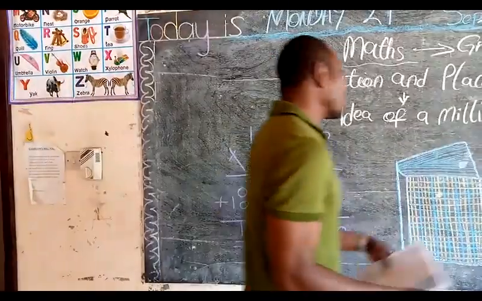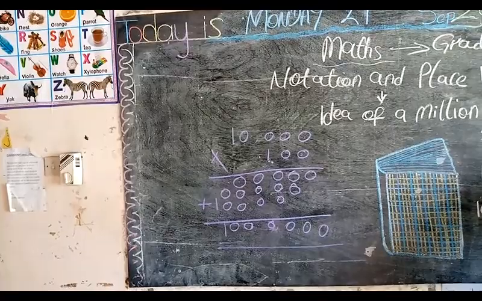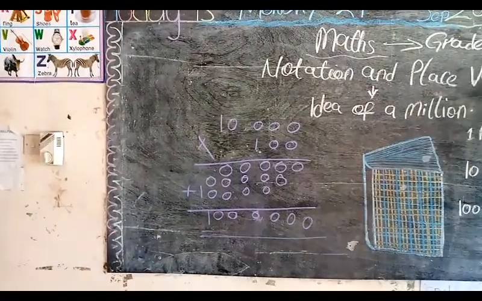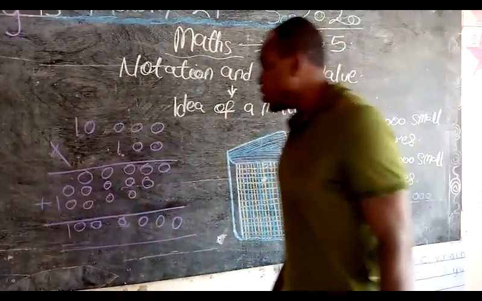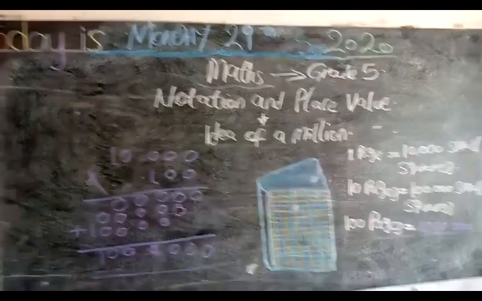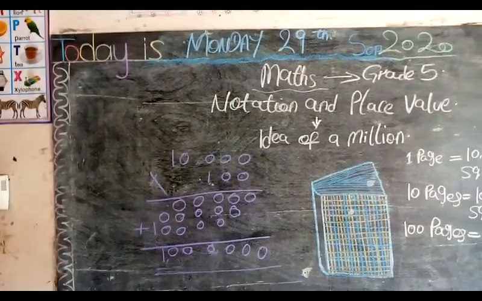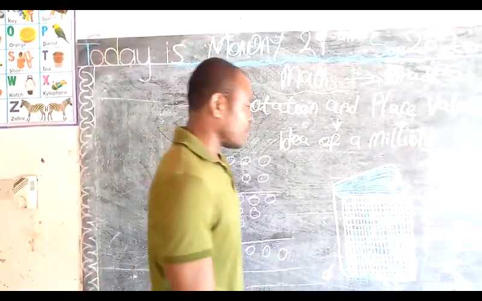So in other words, 100 pages gives us what? 1 million small squares. 100 pages is equal to what? 1 million small squares. Are you seeing that? 1 million small squares. How do you write your 1 million?